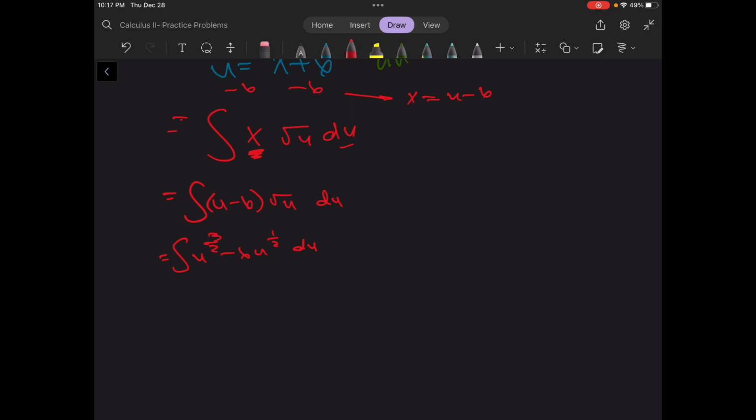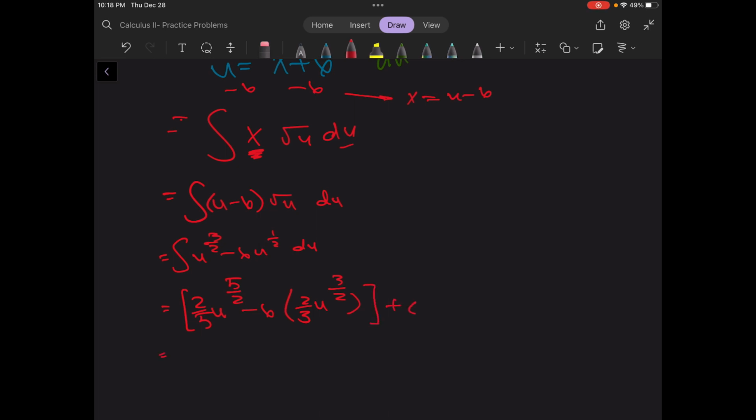So we can integrate them separately and find out that this first integral is just a power rule: u to the 5/2 when you add 1 and then multiply by the reciprocal. We're going to subtract 6. When you add 1 to that, you get u to the 3/2 multiplied by the reciprocal. And that's it. Just add c.